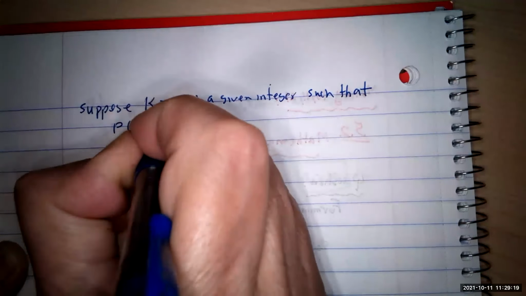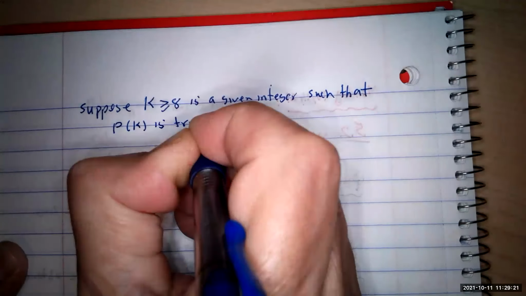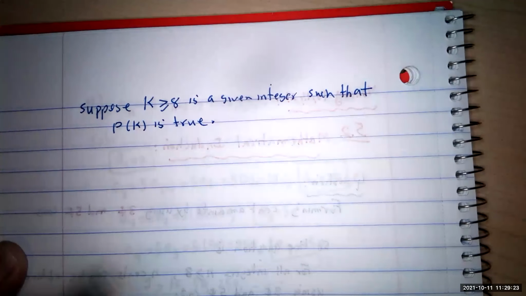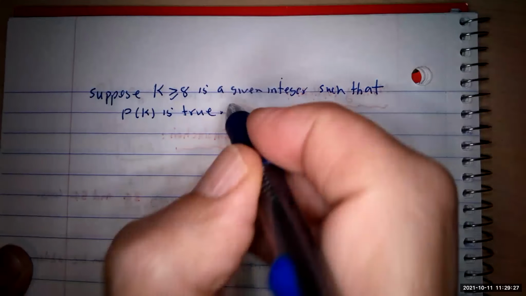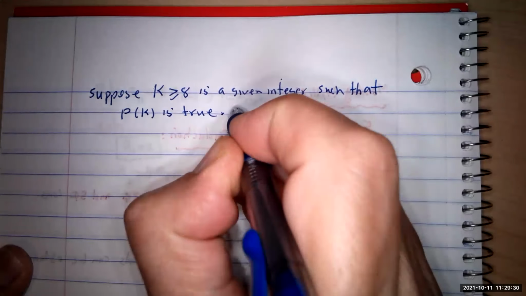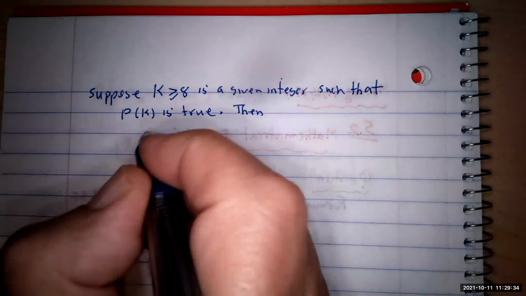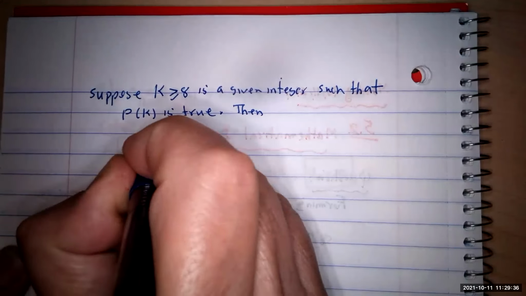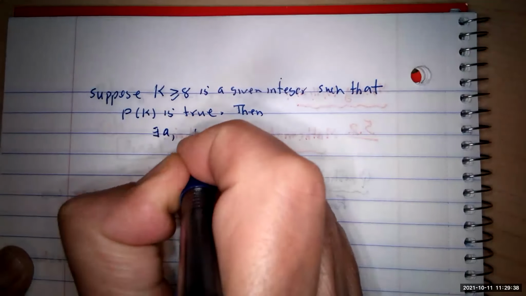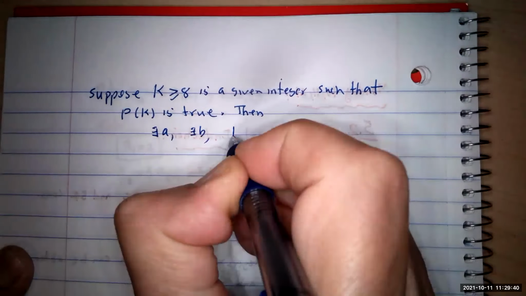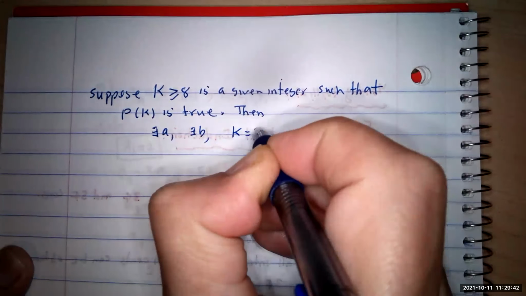P(k) is true. Remember, the P(k) is that you can get those combinations. So P(k) is true means k is a combination of 3s and 5s. This means there is an a and there is a b such that k is equal to 3a plus 5b.